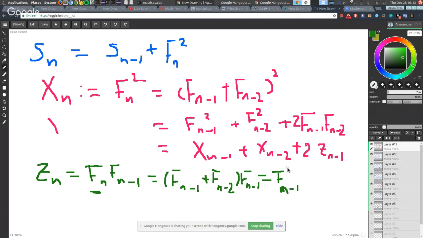So f(n-1) squared plus f(n-1) times f(n-2). Yeah, as we can see here, this part here is x(n-1), and this part here is z(n-1). So here we can basically come up with these three formulas.